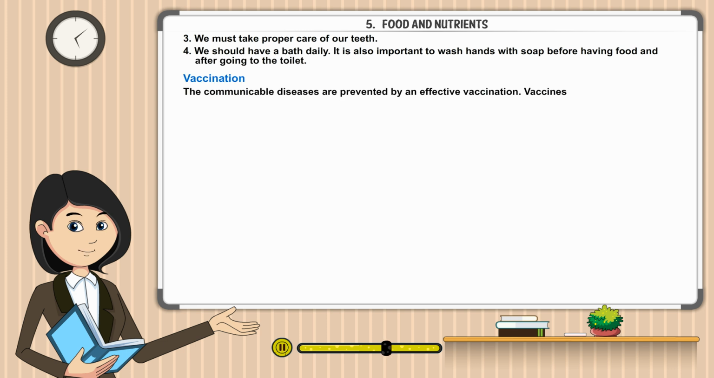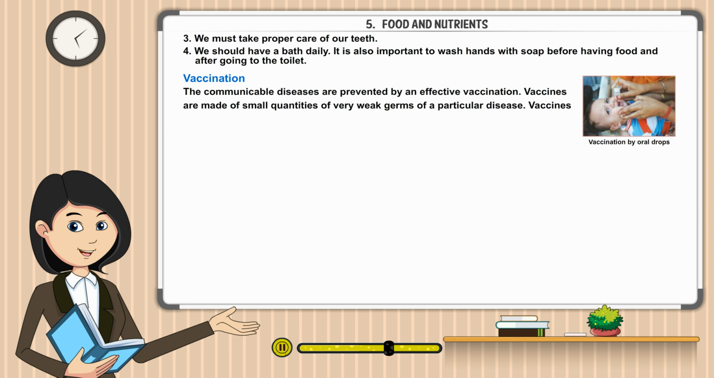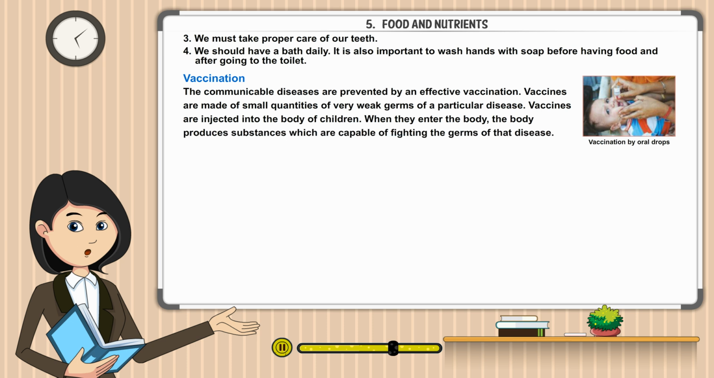Vaccination. The communicable diseases are prevented by an effective vaccination. Vaccines are made of small quantities of very weak germs of a particular disease. Vaccines are injected into the body of children. When they enter the body, it produces substances which are capable of fighting the germs of that disease. This is called immunity against a particular disease. Vaccination is given between the age of 0 to 10 years.